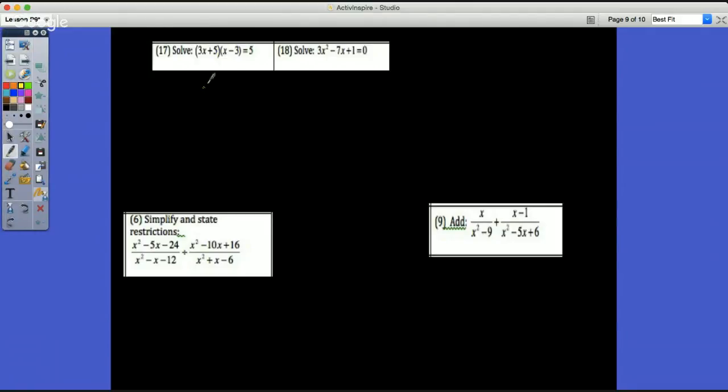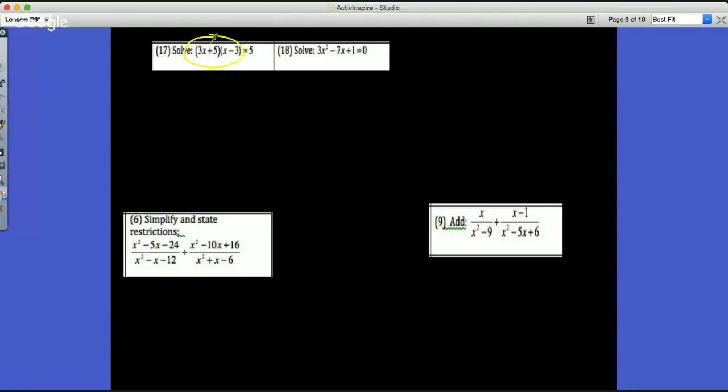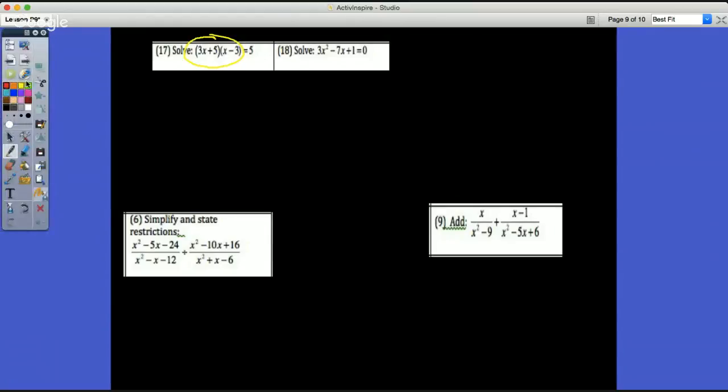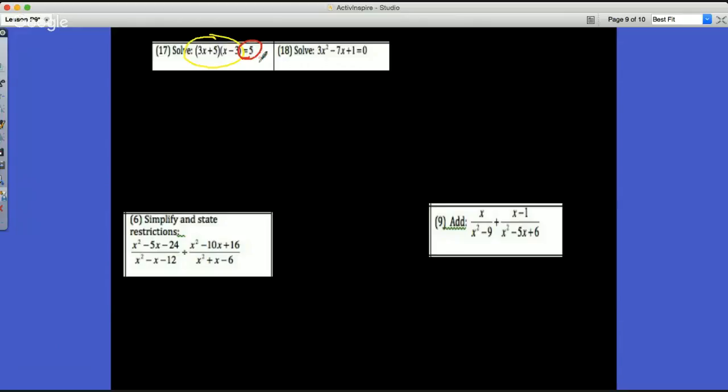Now, on the top here, notice that it's already in factored form. Now, that's pretty nice for us, but the problem is that it's equal to 5. Now, normally that's equal to 0, and so a lot of times when I get it to this point, I set them both equal to 0 and solve. But I cannot, in this case, since it's equal to 5, set both of these equal to 5 and solve. So I've got to do it differently.